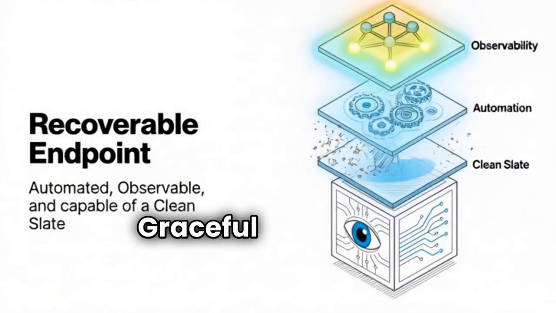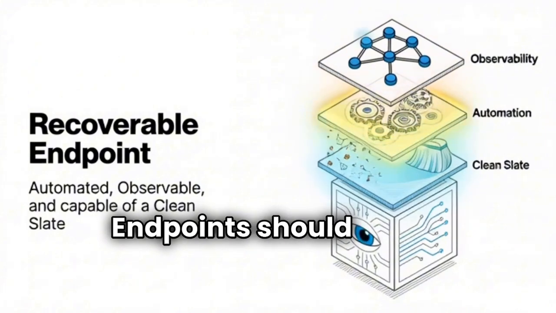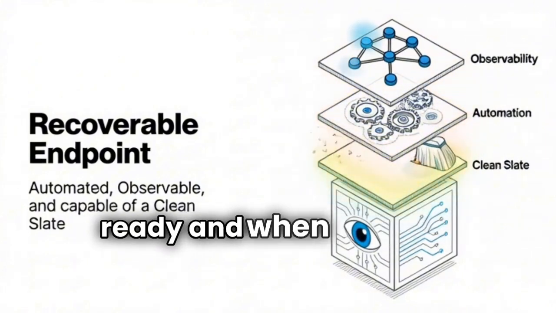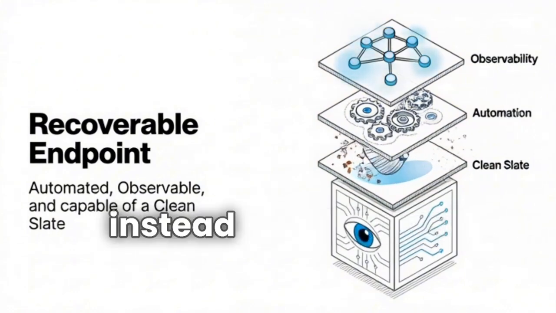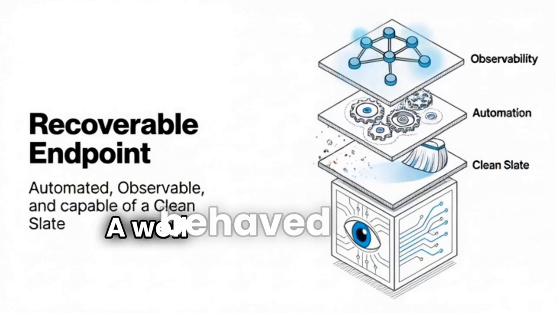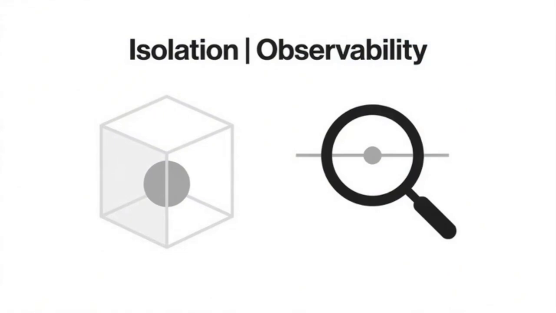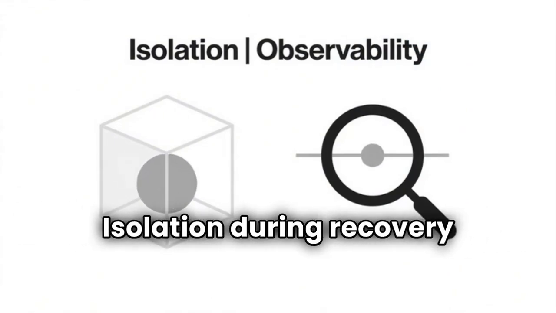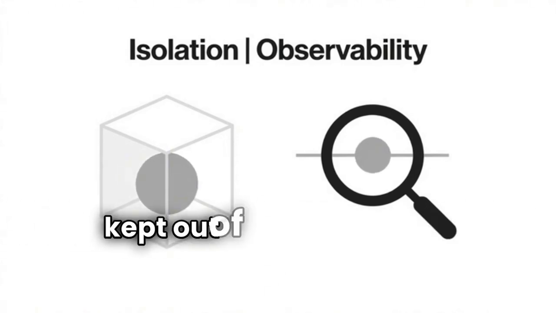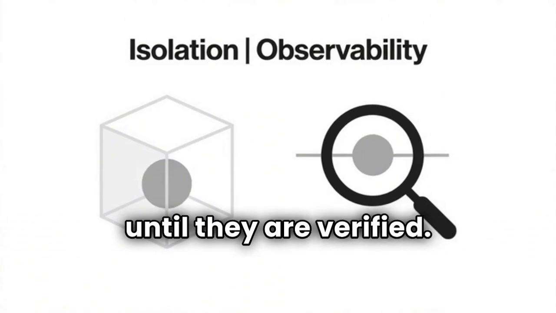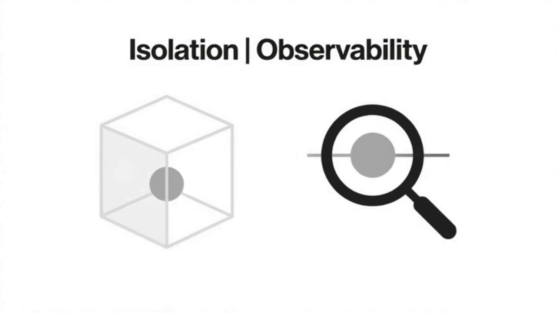Graceful recovery is another important feature. Endpoints should signal when they are not ready and when they are. This allows the network to coordinate recovery instead of guessing. A well-behaved endpoint does not pretend to be healthy before it truly is. Isolation during recovery is also critical. Recovering endpoints are often kept out of normal traffic until they are verified. This protects both the endpoint and the rest of the network.